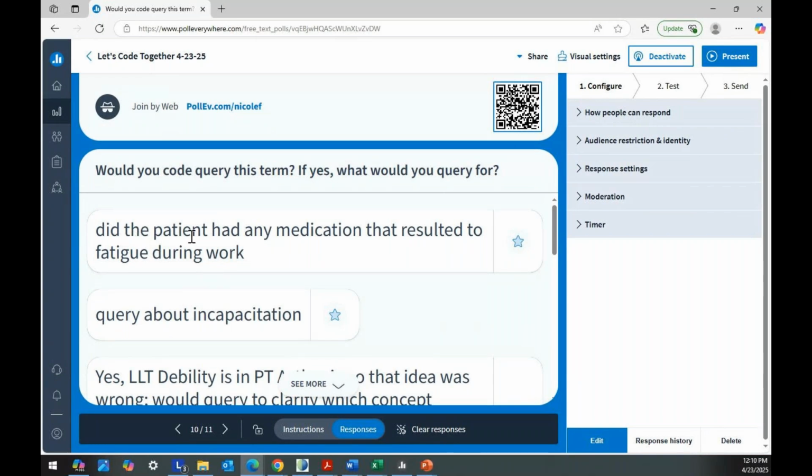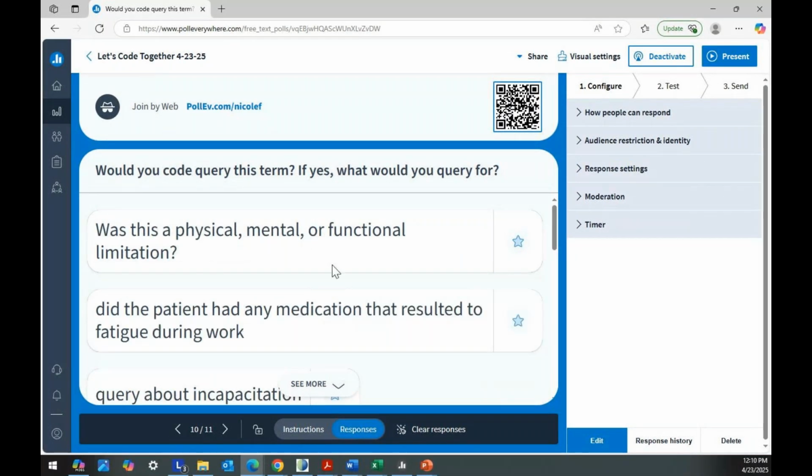And this person would query and say, did the patient have any medication that resulted in fatigue during work? Okay, that's an interesting approach. In this case, I'm not sure I would necessarily query about fatigue, more the incapacitation, which is part of the actual term that we're seeing. Okay, so was this physical, mental, or functional limitation? Very good. That's another query that comes through, just trying to get more clarification around incapacitation.